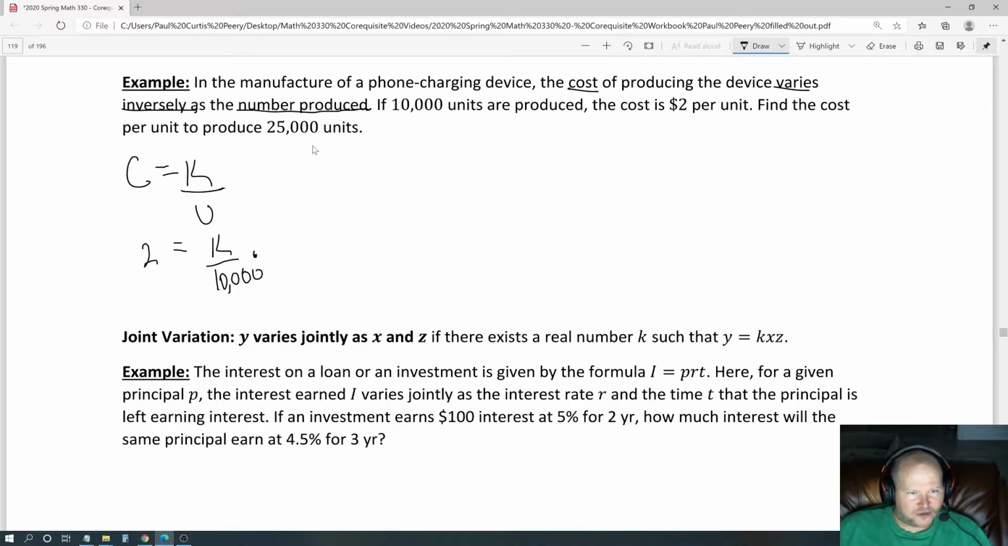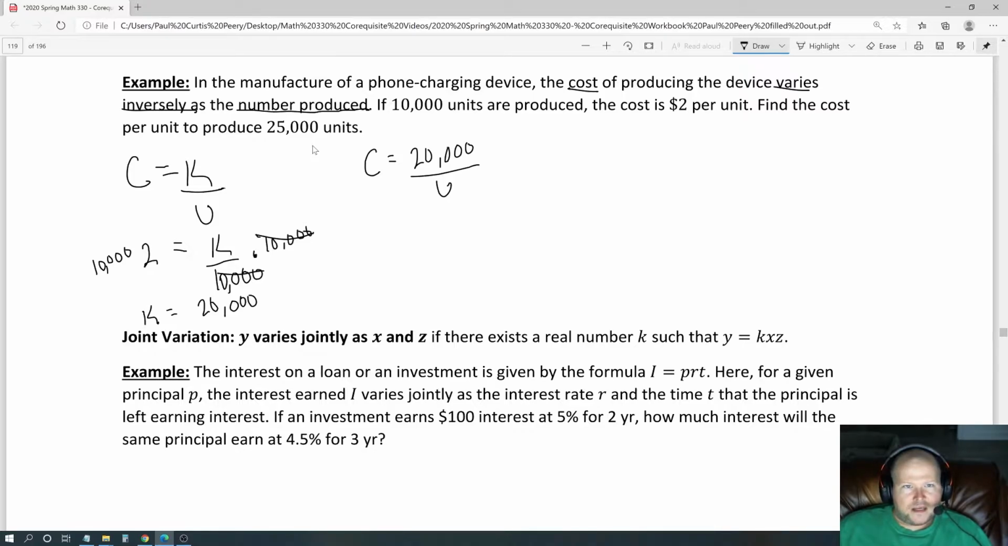Okay, so we would need to solve for k. We undo the division of k by 10,000 by multiplying by 10,000. Whatever we do to one side, we do to the other. All right, so those cancel out, and that leaves me k is equal to 20,000. Then what we do is we go over here, we rewrite the original equation, k divided by the number of units.